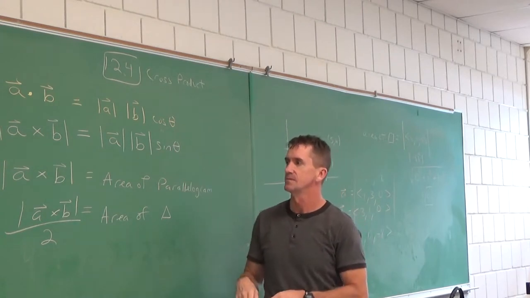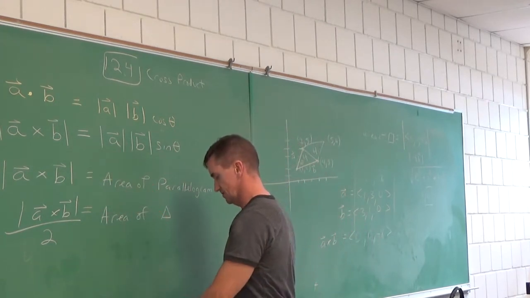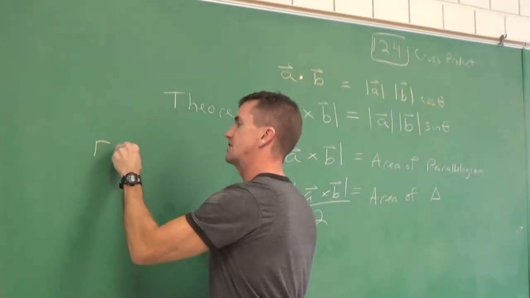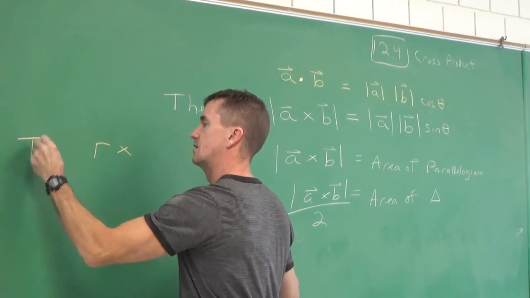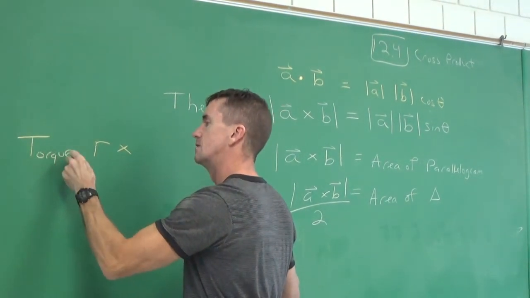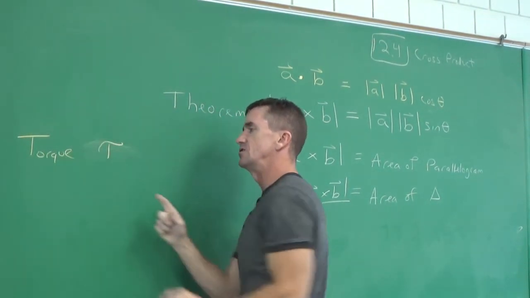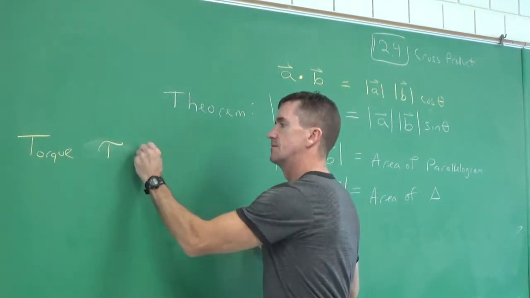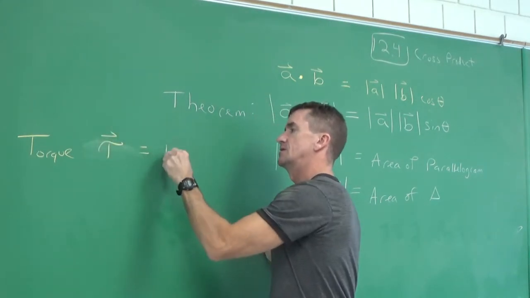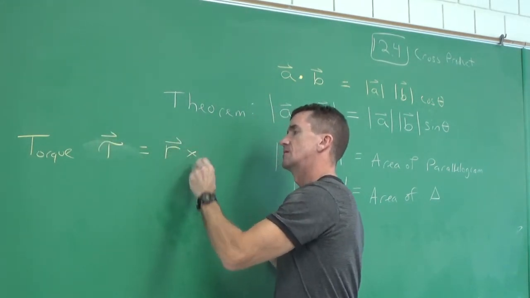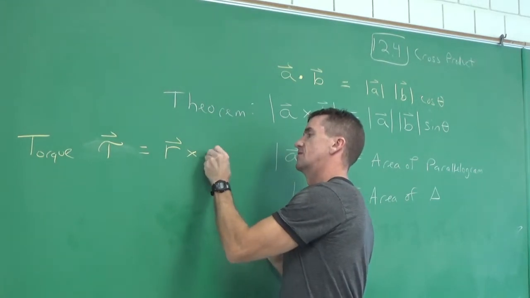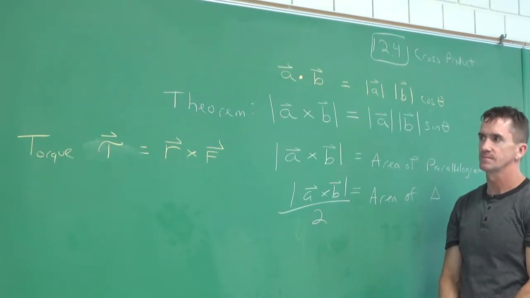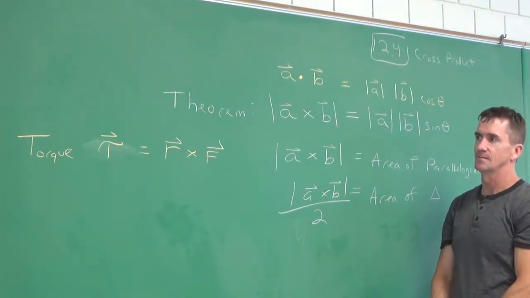A couple more things from this section before we get into 12.5. I have another theorem, and I need to put it right underneath of this. Torque. Torque is defined as, they use the Greek letter tau for torque, everyone. Tau. The position vector cross the force vector. Force equals work into distance, right? That's right. But that's torque.